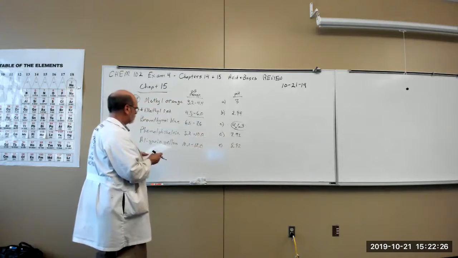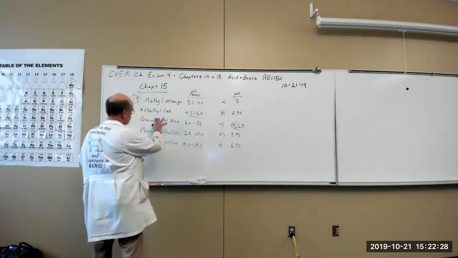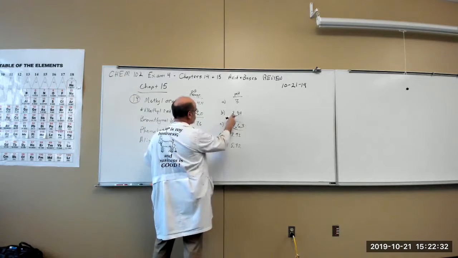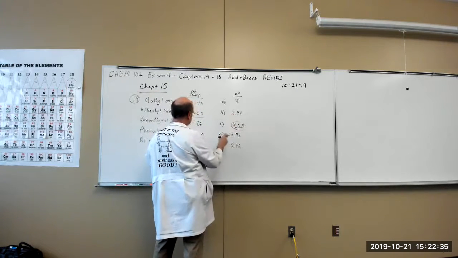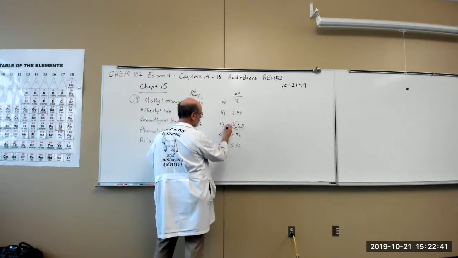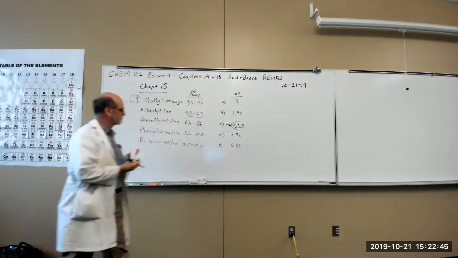Why not the others? Well, the others haven't been chosen. So it's got to be one of these others, right? This is too low, much too low. This is much too high. It's almost 2 units high. And this is almost 3 units high. So this is really the closest one for methyl red.